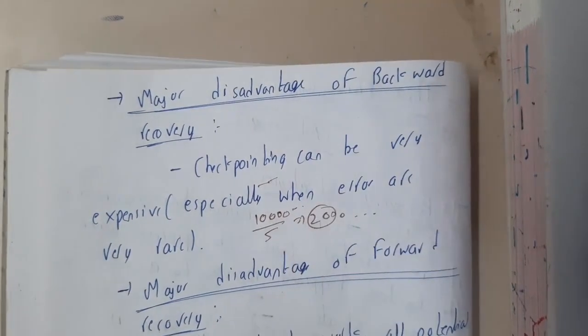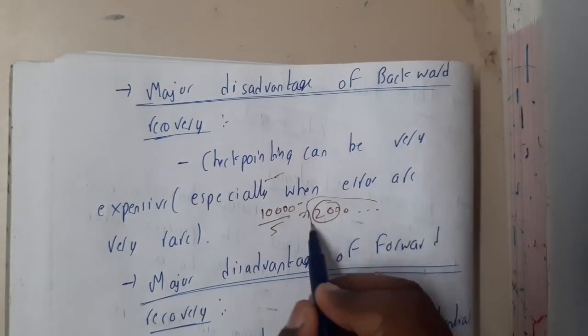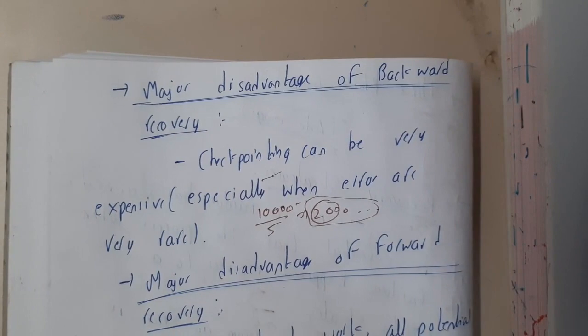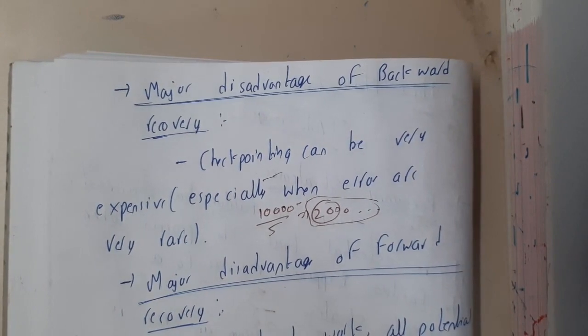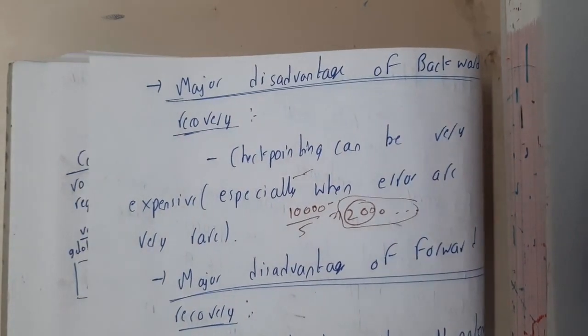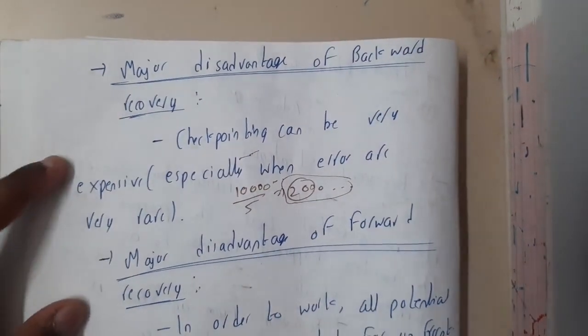As the value increases, the number of checkpoints also increases. This is really dangerous, because keeping this many checkpoints is not easy or free of cost. It will cost in terms of memory and in terms of time, as it has to go back and recompute everything. All these things will come, guys. That is the major disadvantage of backward recovery.